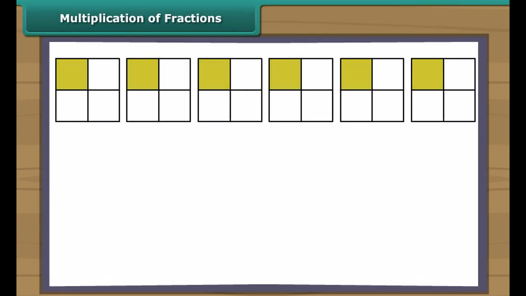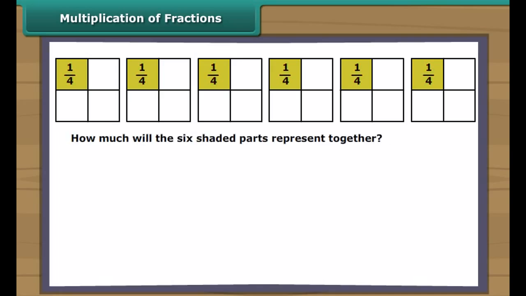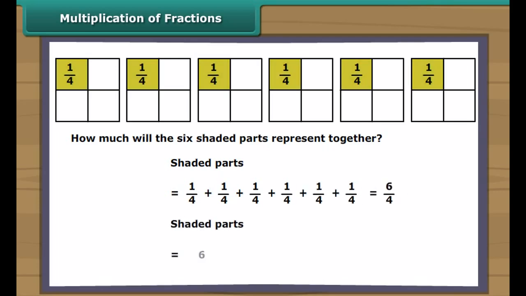Multiplication of fractions. Look at the picture. All the squares have shaded part. Each shaded part is 1/4 part of a square. How much will the 6 shaded parts represent together? We can solve this by adding all the parts. This can also be solved by multiplying the numbers of shaded parts with each shaded part. Let us discuss the multiplication of fractions with the help of few examples.